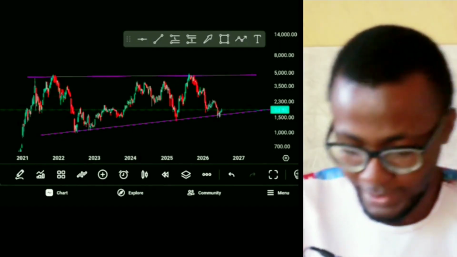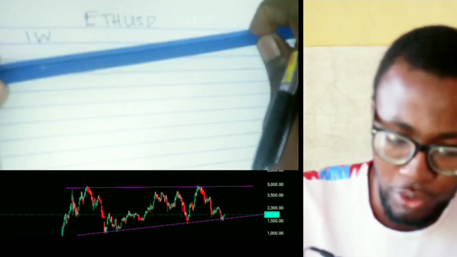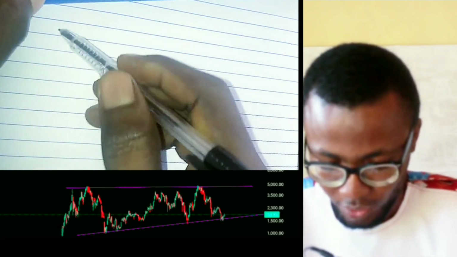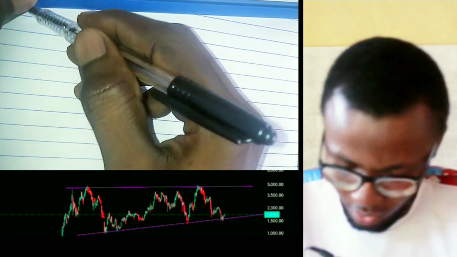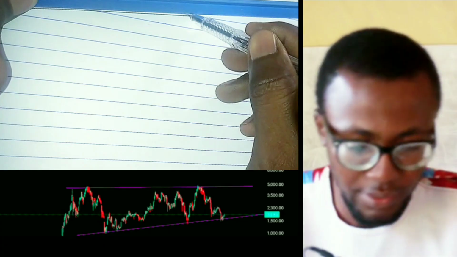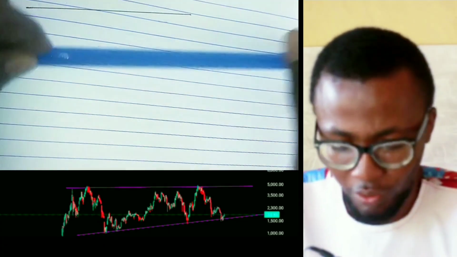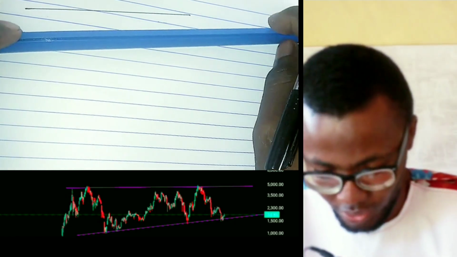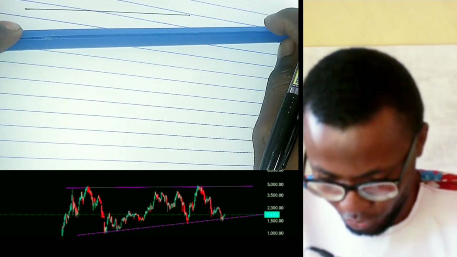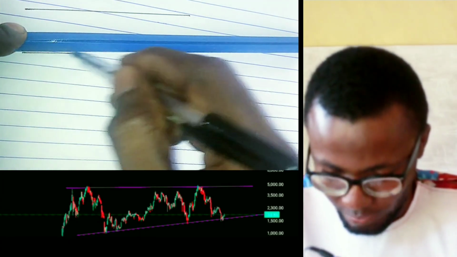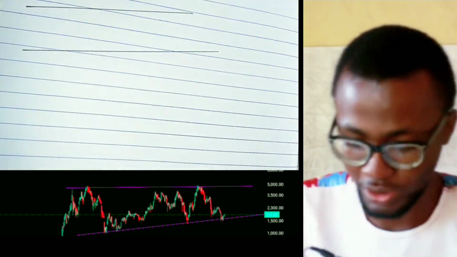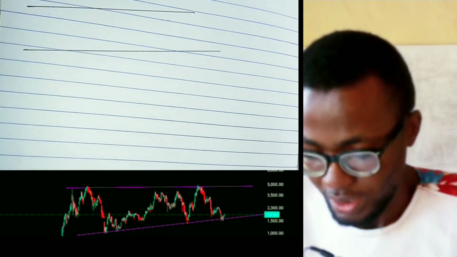Now let me draw it on my book, then I'll analyze it and explain it to you. So it was going up this way, but not really up. It was looking as if it's an uptrend, but it's not really an upward movement. It's more of like a ranging movement, right?